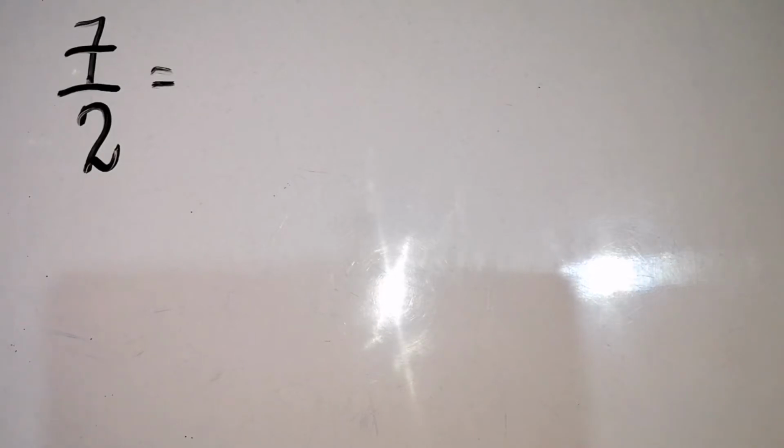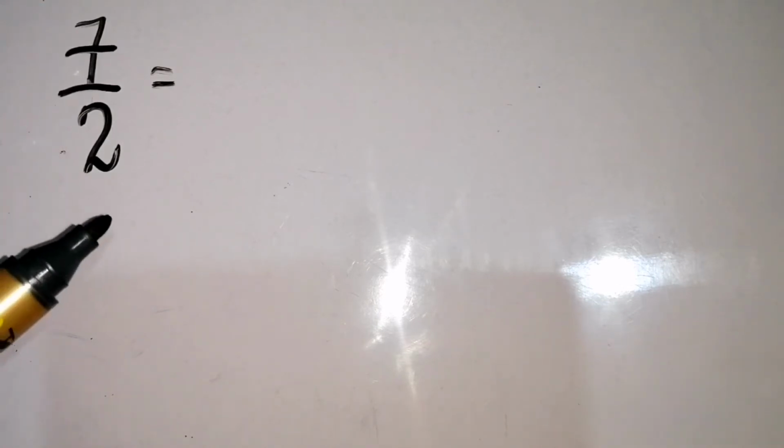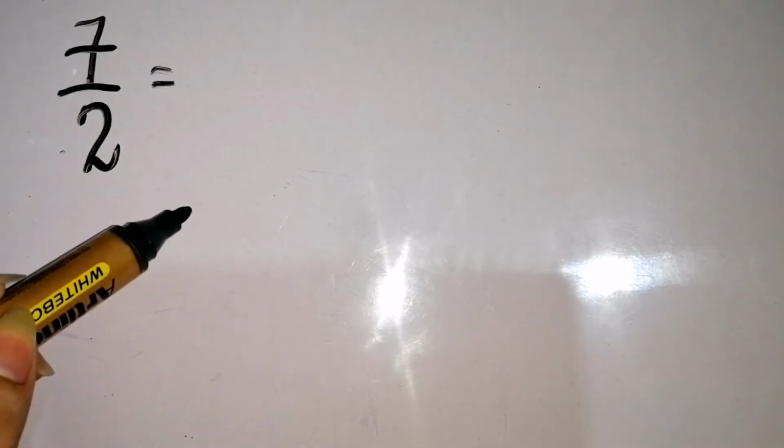To understand this, look at 7, which is our numerator, and 2 as our denominator. The parts that we are taking is greater than the parts that the whole is composed of. So logically speaking, it will really exceed 1 whole, because our whole is just composed of 2 equal parts. Now to understand this further, let's have an illustration.